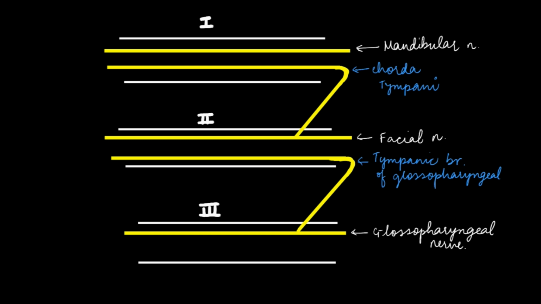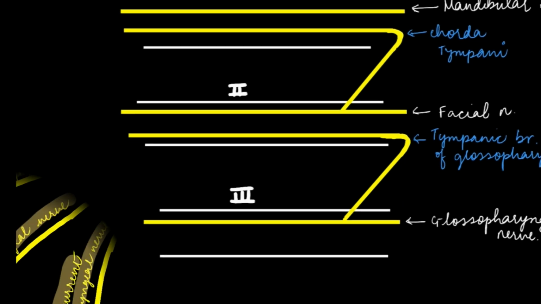Now, this is because the facial nerve, being the post-trematic branch of the second pharyngeal arch, gives a branch, the chorda tympani, to form the pre-trematic branch of the first pharyngeal arch. Similarly, the glossopharyngeal nerve, which is the post-trematic branch of the third pharyngeal arch, gives a pre-trematic branch of the second pharyngeal arch, that is the tympanic branch of glossopharyngeal nerve. The other pre-trematic branches, that is of the rest of the pharyngeal arches, disappear.